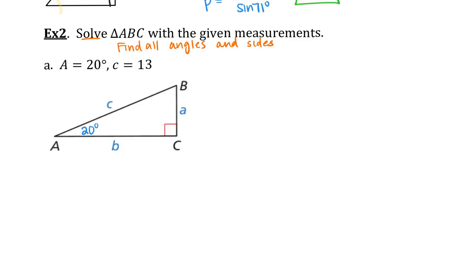What else do I know? I know that C is 13. So let's go ahead and put little c as 13. I know it's not the angle because it doesn't have degrees. Okay, let's find angle B first.